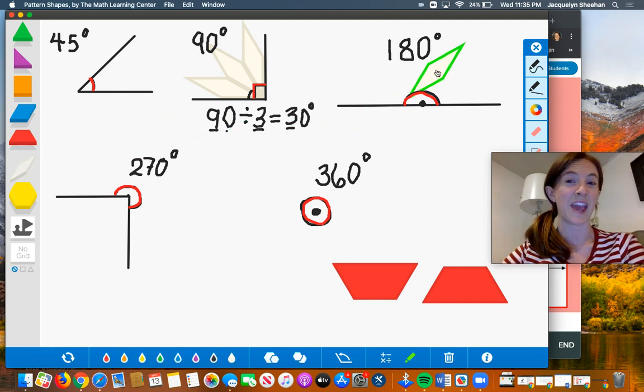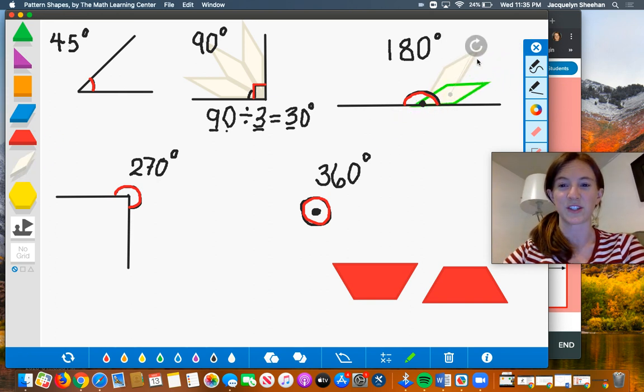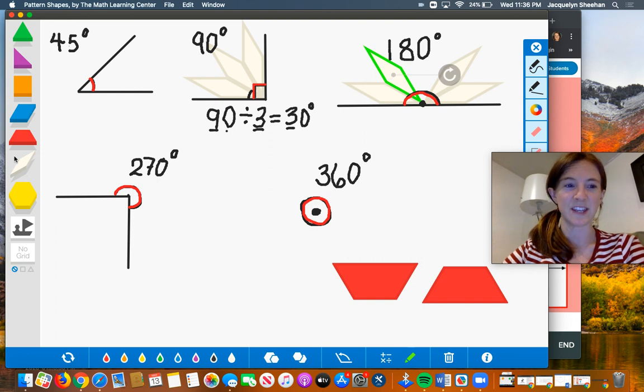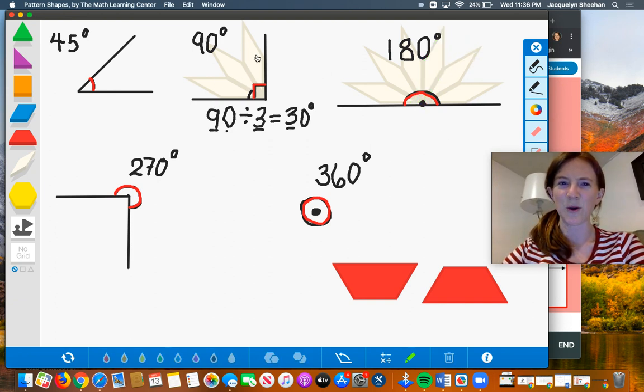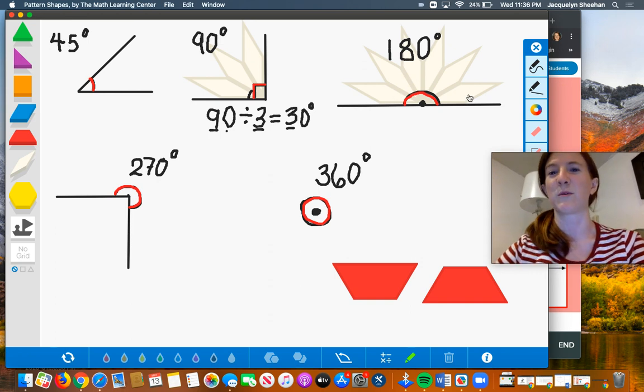How could I also show that? Using the benchmark angle 180 degrees. If I line up these same beige diamond pattern blocks on the 180-degree benchmark angle, could I still show that they're 30 degrees each? Yes. So if I take each diamond, give me a second while we get them all lined up. How many do you think it's going to take? It looks like it's going to take 6. And that kind of makes sense because 90 degrees is half of 180. So if there's 3 for 90, then double that for 180.